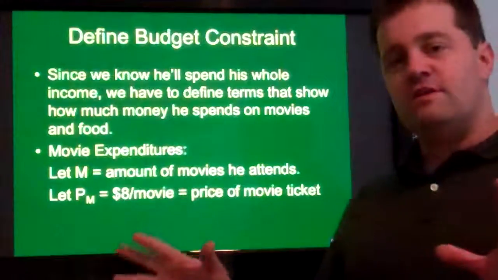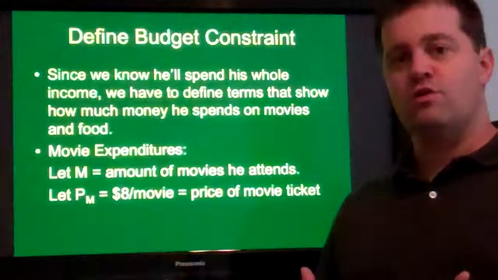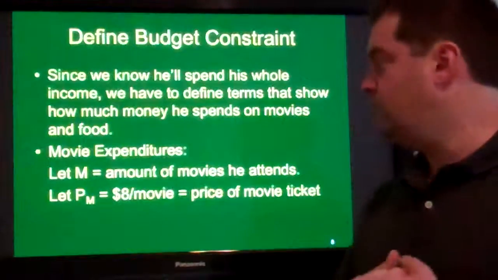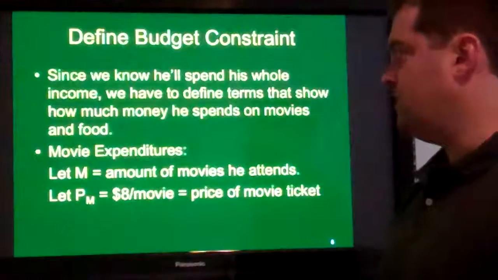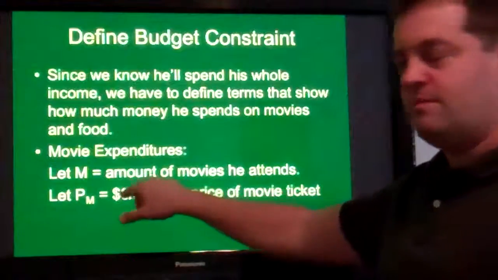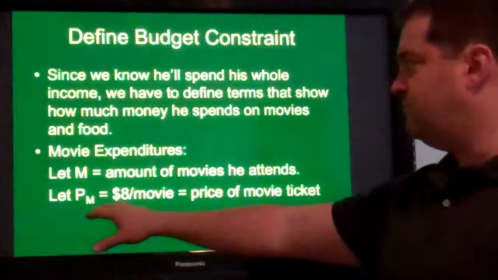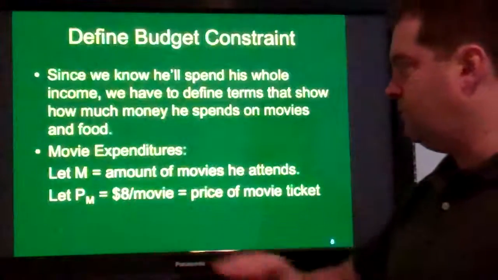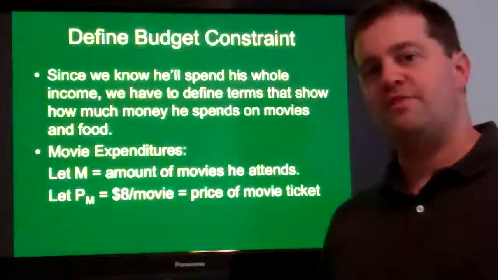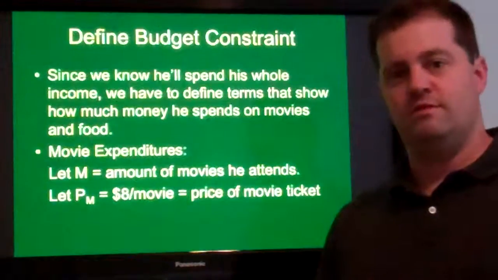So since we know that he's going to spend all of his income, we've got to define the terms of the amount that he's going to spend on food and the amount that he's going to spend on movies. So let's start with movie expenditures. Let's let M be the variable that shows the amount of movies that he's going to attend. And let's let the price of movies be P sub m. And right, we said earlier those are $8 per movie. And so if we want to figure out the amount that he's going to spend on movies, we have to come up with a mathematical term that shows that.